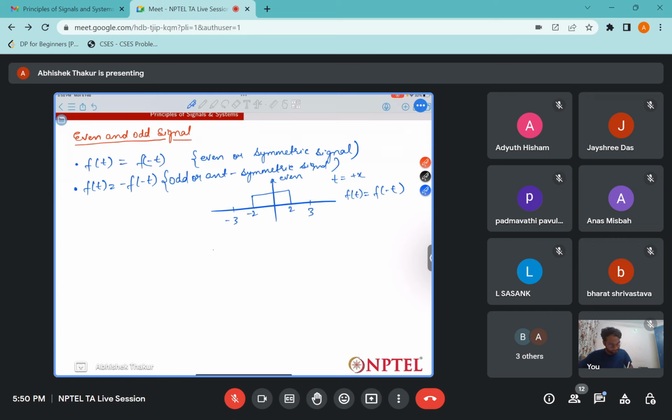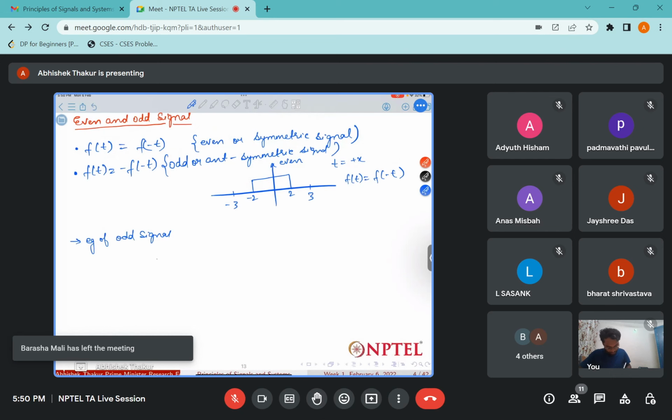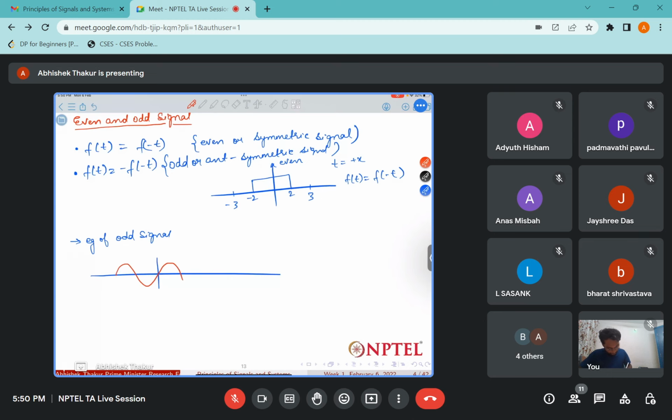The example of odd signal is, do you know any example? Just write in the chat box. That is sin t. Let's suppose this is about pi by 2 and this is about minus pi by 2. So what is the definition of an odd function? This is sin t. That is an odd signal. f(t) is equal to minus of f(-t).